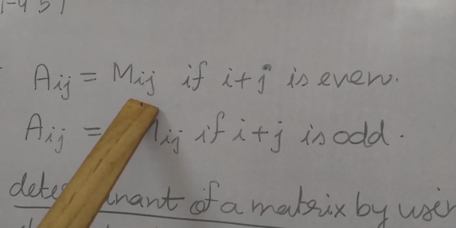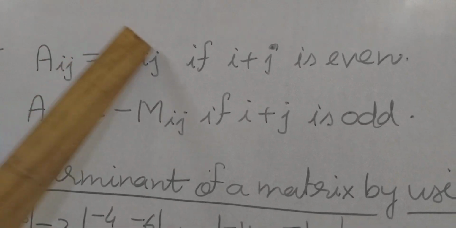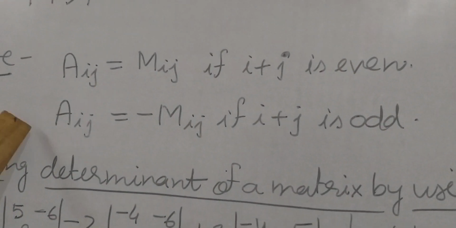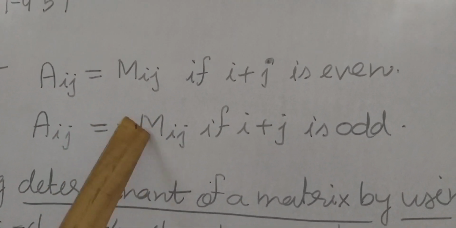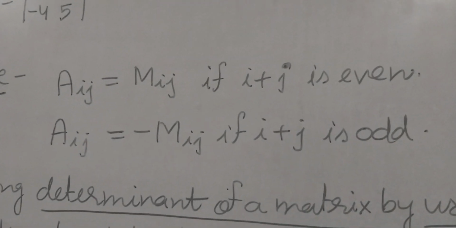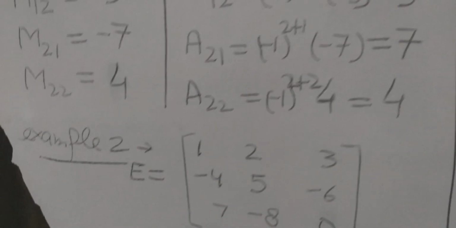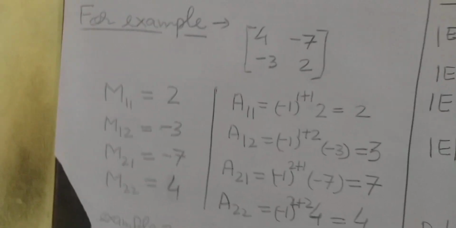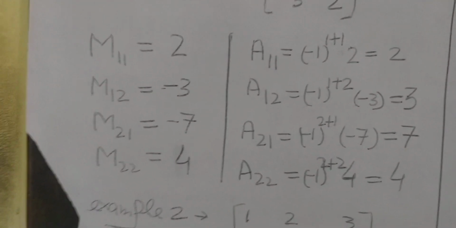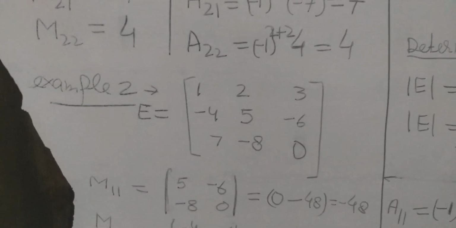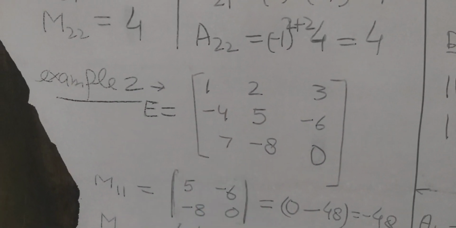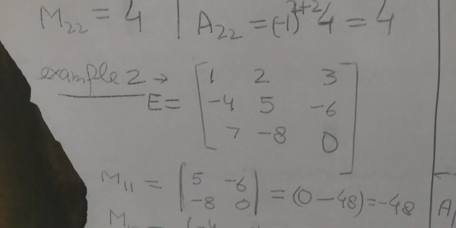So that's why I have written here, students, Aij equals Mij. Cofactor equals minor if i plus j is even, and cofactor equals minus minor if i plus j is odd. This you have to remember, students, so that you can easily get the values of minor and cofactor. Okay, students. Now I am going to take one example of order 3 by 3. A is a matrix of order 3 by 3 in front of you. Let us find out its minors and cofactors.